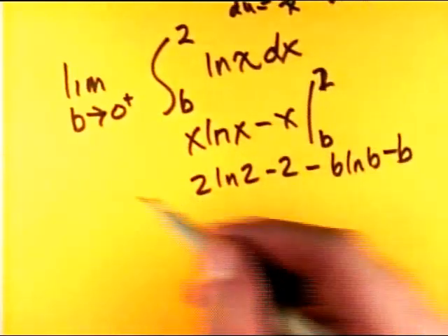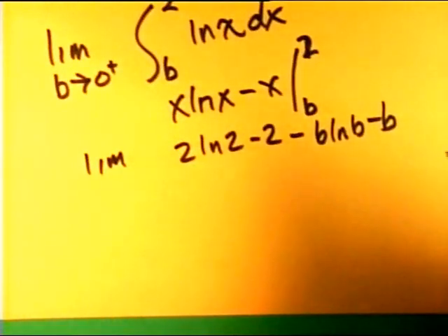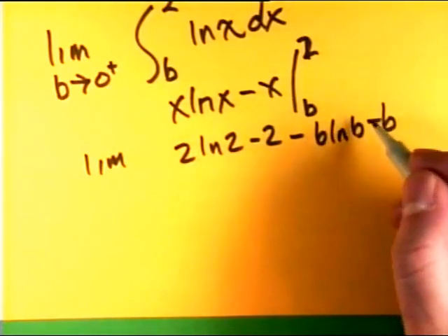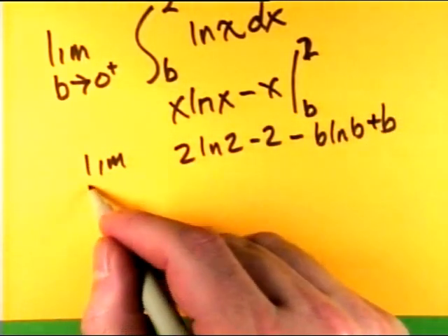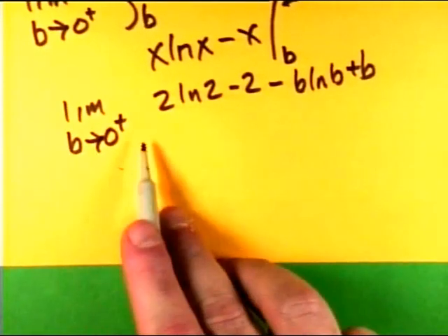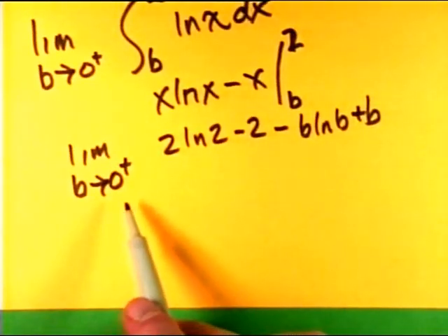Minus B. But now it's for the limit. No, but it's minus a negative. It's plus. You're right. I apologize. Thank you. That's right. Well, it's zero, so okay. That's why I wasn't concentrating. So now, how do you do this? For the limit as B goes to zero.